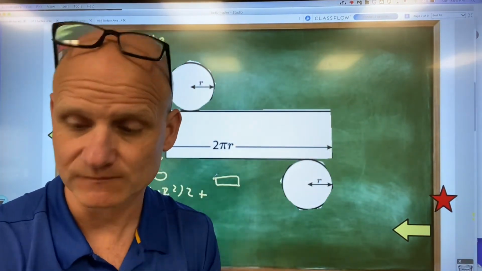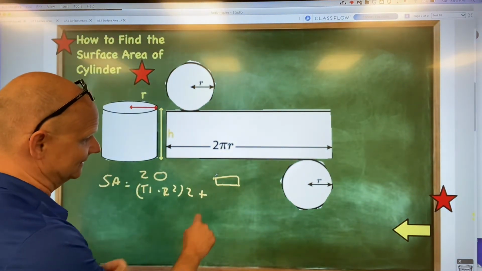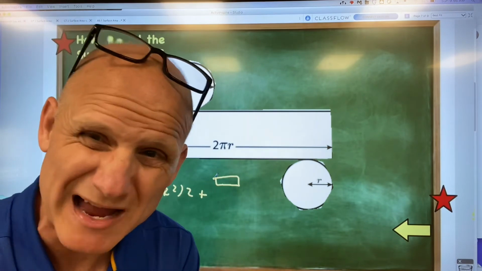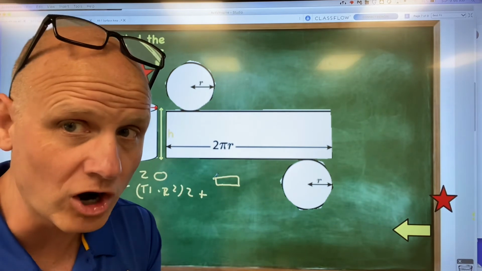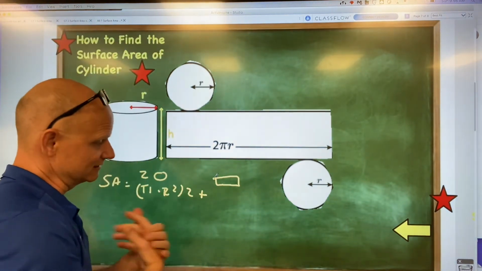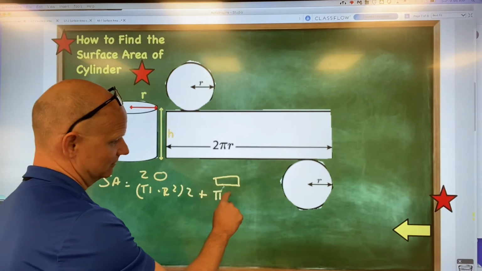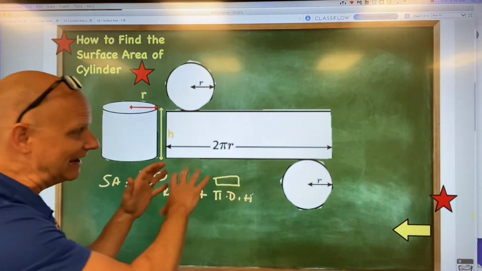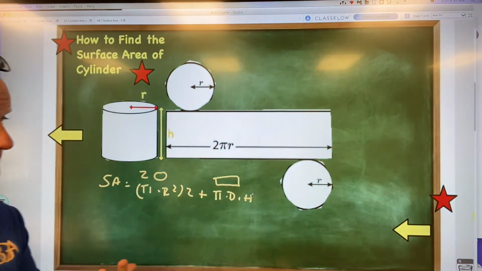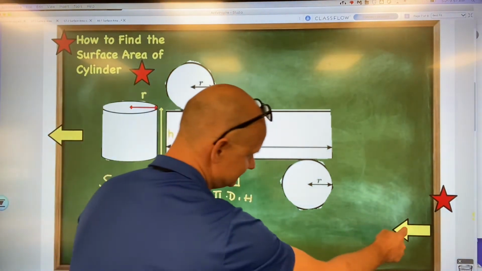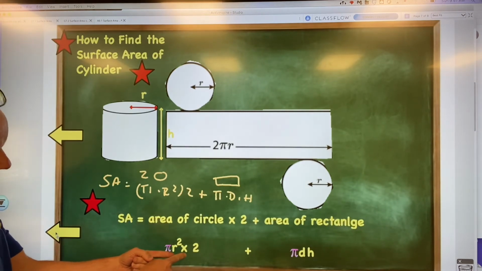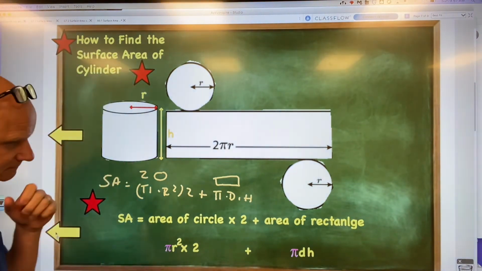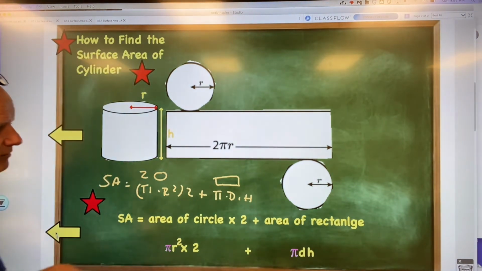That is the circumference. So I need to take the height and multiply it by the circumference, which is pi times diameter. Well, they say here 2 pi r, but that means pi times diameter, right? 2r is diameter. So I always like to say it's just pi times diameter, but then you times the height, and that will give you the area of this. And then you add it together, okay? So I think I came up with a little definition. It's pi r squared times 2, plus pi times diameter times height. Excuse me, got a little tickle in my throat. So go ahead and write that down. I'm going to drink a little coffee, get this tickle out.